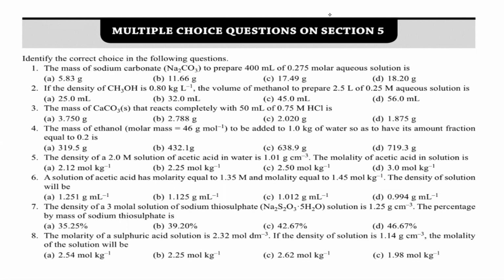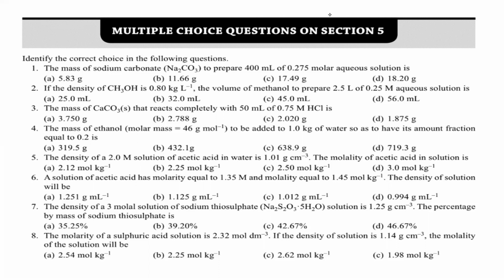Next question. The density of methanol is 0.80 kg per liter. Here they have given the density. The volume to be prepared is 2.5 liters of 0.25 molarity aqueous solution. They are asking for the volume of methanol. The methanol formula is CH3OH. Density is given, molarity is given, volume is given.